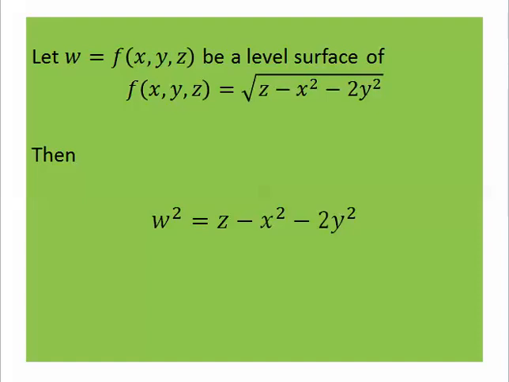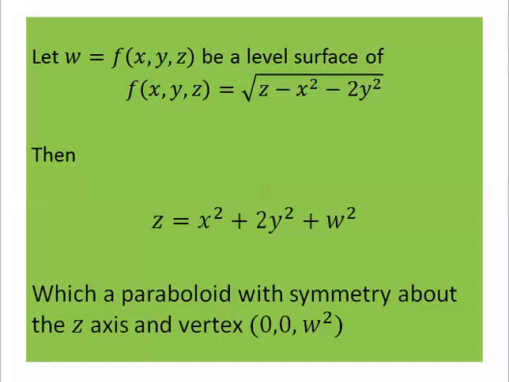If we do that, then w squared is equal to the radicand. And if we solve for z, we get this. What is this? Remember, w is fixed. So we get a paraboloid with symmetry about the z-axis. And it has a vertex 0, 0, w squared.